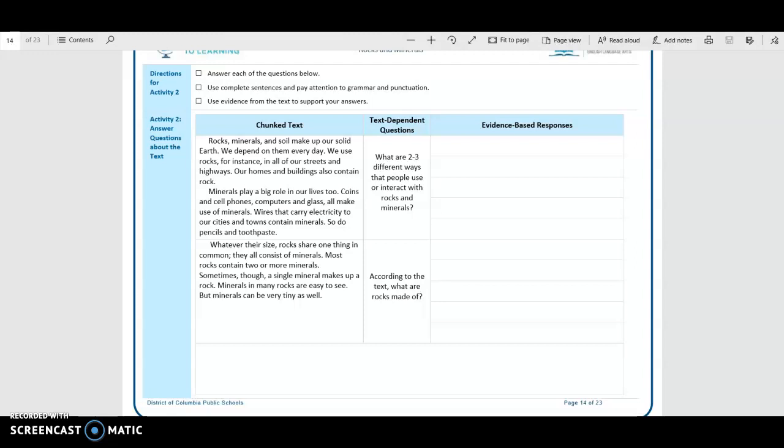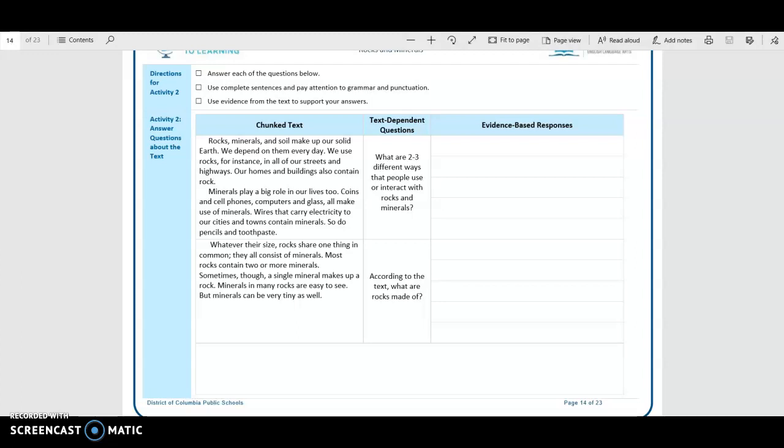So in the chunk text, it says rocks, minerals, and soil make up our solid earth. We depend on them every day. We use rocks, for instance, in all of our streets and highways. Our homes and buildings also contain rock. Minerals play a big role in our lives too. Coins and cell phones, computers and glass, all make use of minerals. Wires that carry electricity to our cities and towns contain minerals. So do pencils and toothpaste.